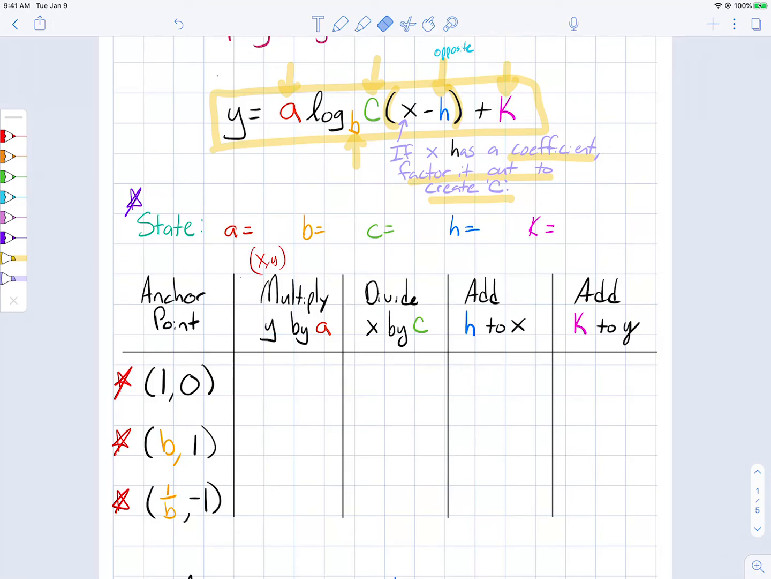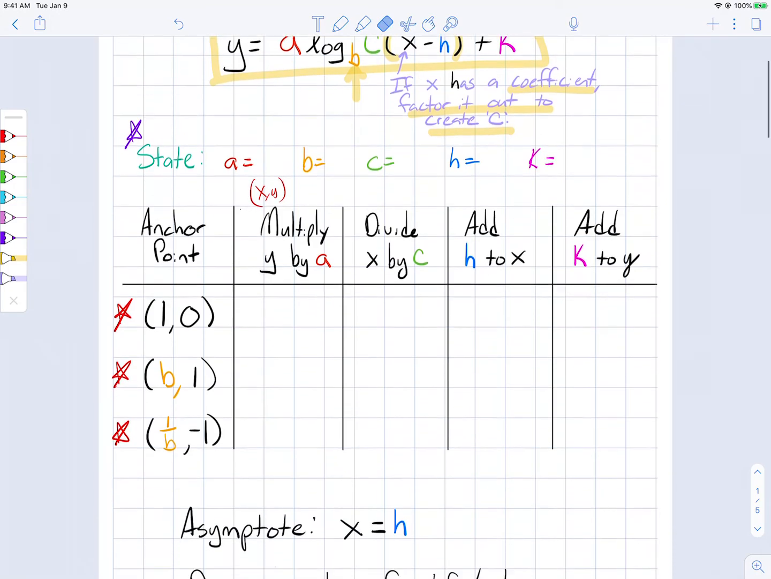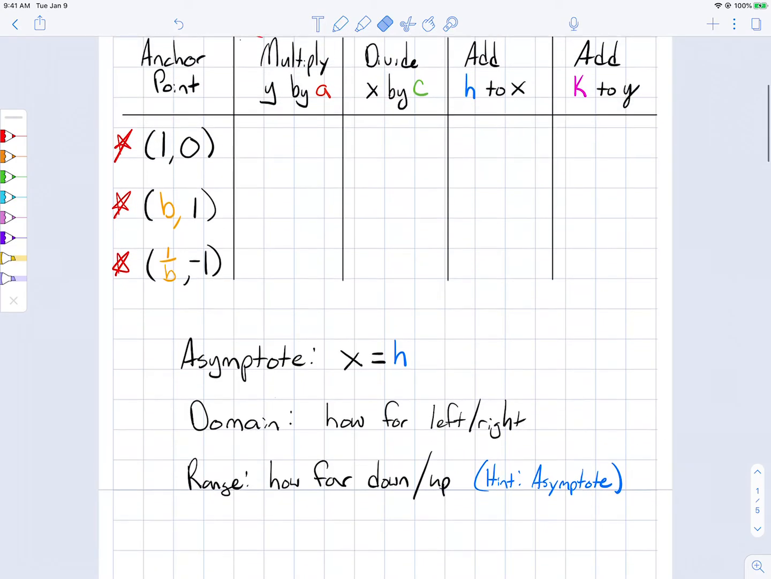So make sure you have that table and all of this information written down in your notes. Now, one more thing is all of these have an asymptote. It is that line that they will never cross. And it is at x equals h. So whatever h is on your graph, that is the line.